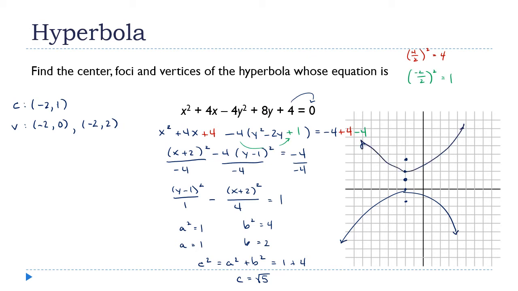So where are my focal points? It's going to be negative 2 comma 1 plus or minus the square root of 5. I would just leave it at that, right? We're not actually graphing these, so I don't need to try converting these to a decimal. Okay.